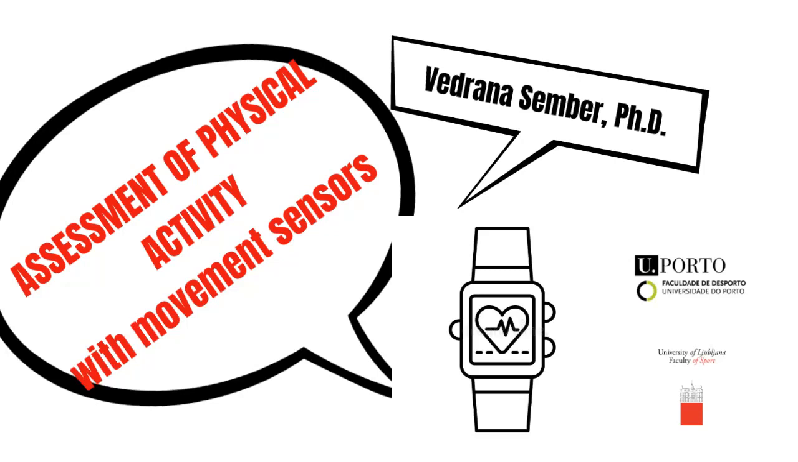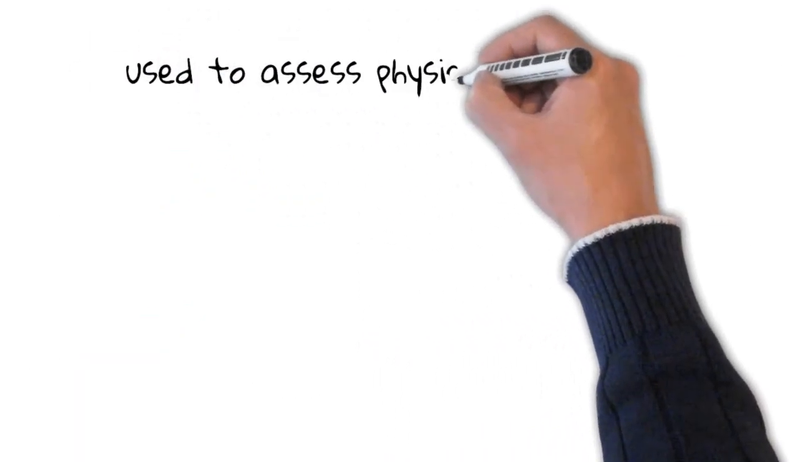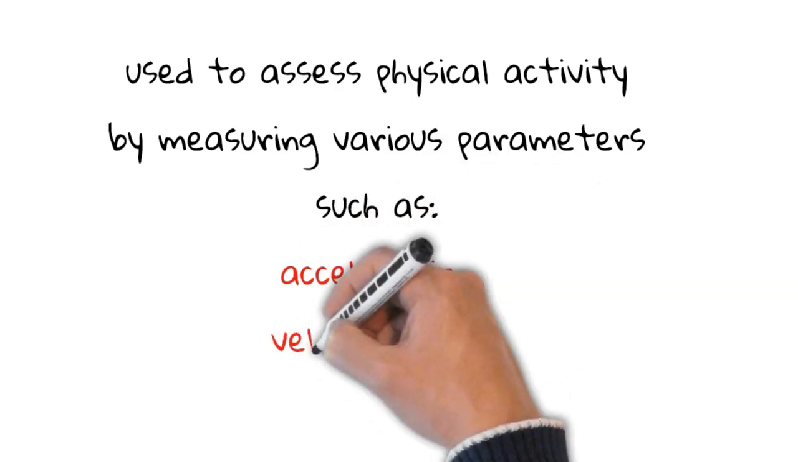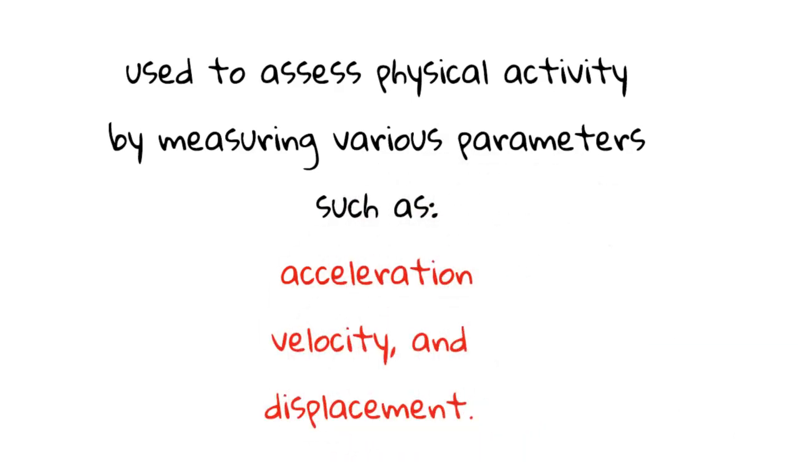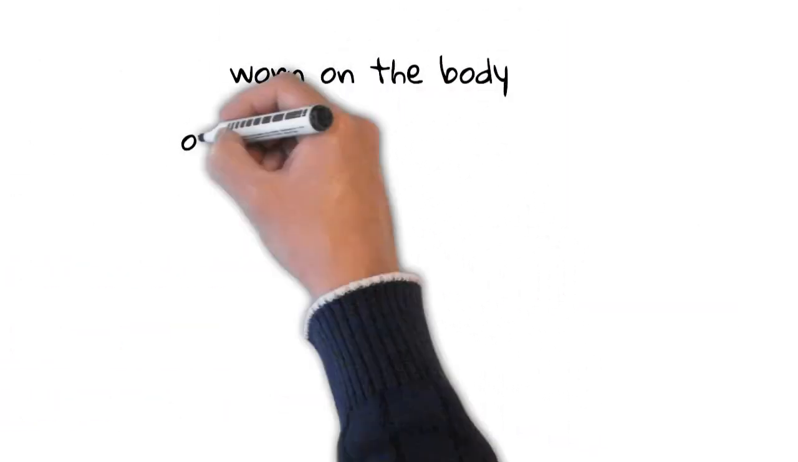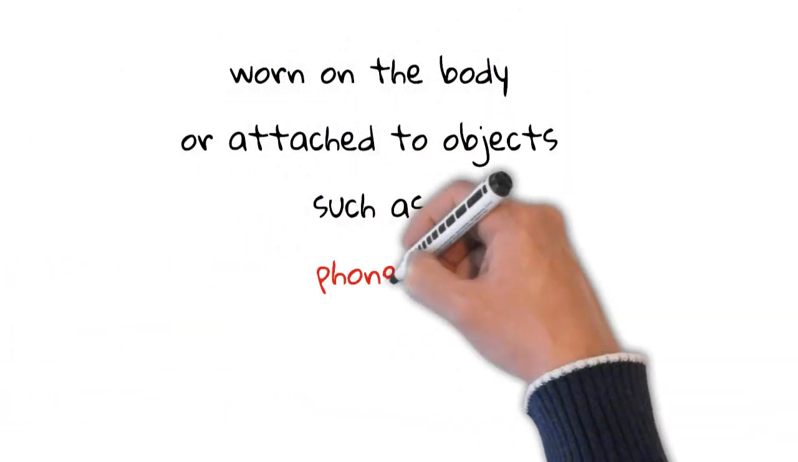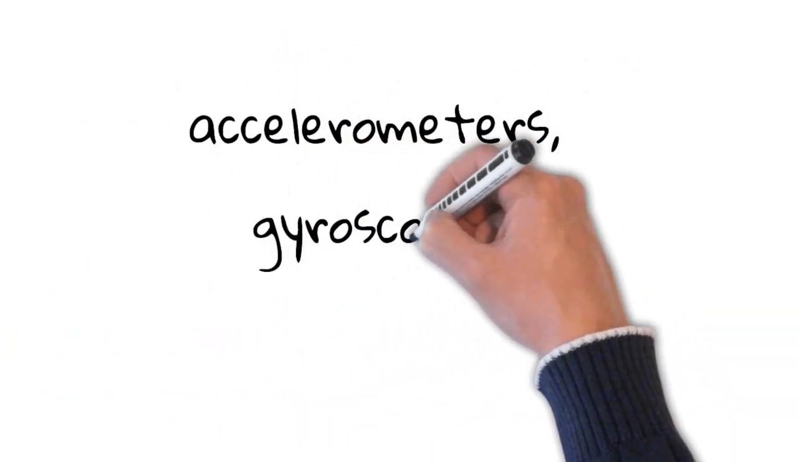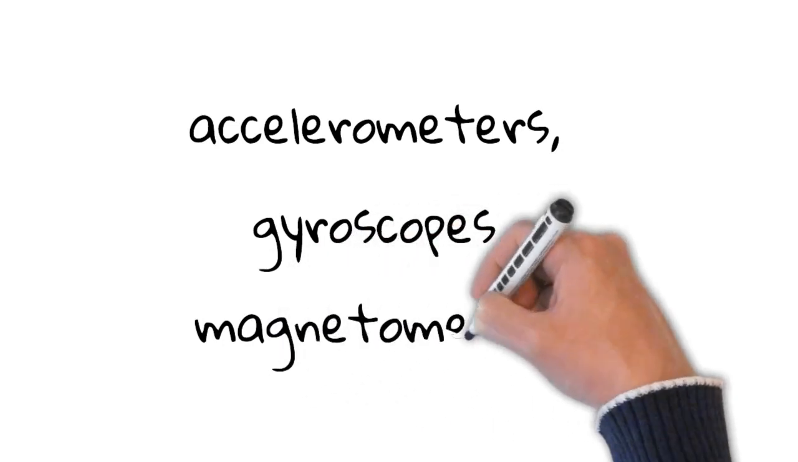Movement sensors are devices or technologies that are used to assess physical activity by measuring various parameters related to movement, such as acceleration, velocity, and displacement. These sensors can be worn on the body or attached to objects such as phones, watches, or clothing. Common types of movement sensors include accelerometers, gyroscopes, and magnetometers.